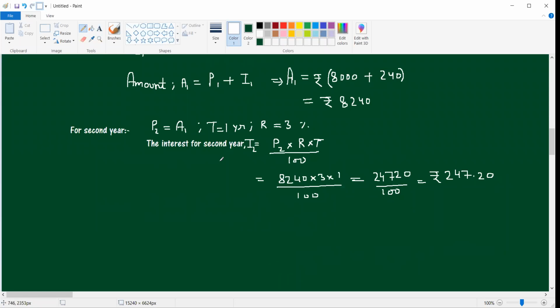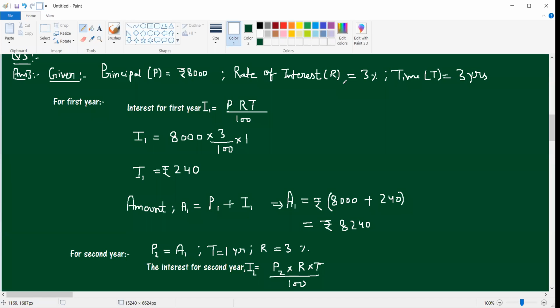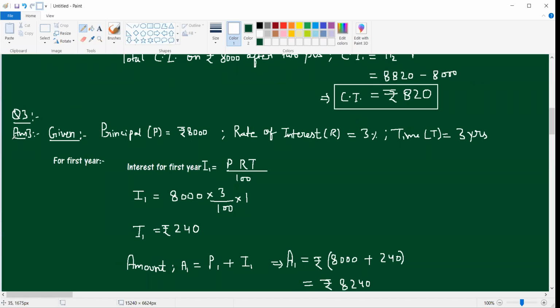Understood? Yes, sir. Okay, give it a look. If you have any doubt, you may ask. This answer is correct regarding 3%. So it is not example question number 3 of your book. I have made it a new question.